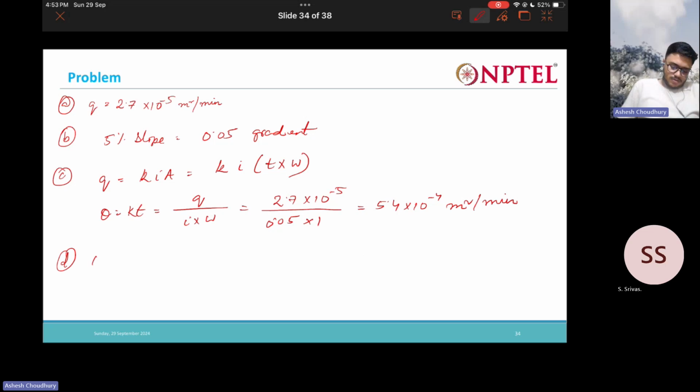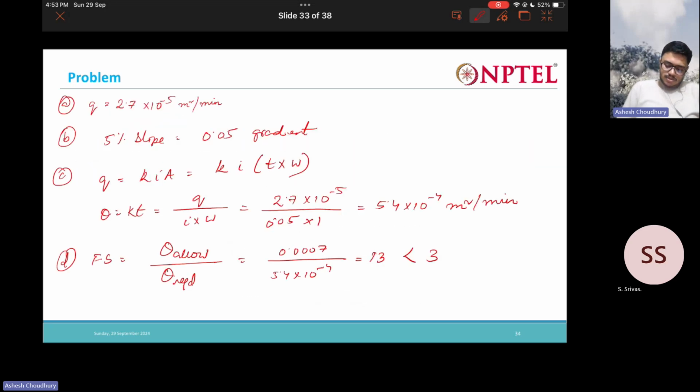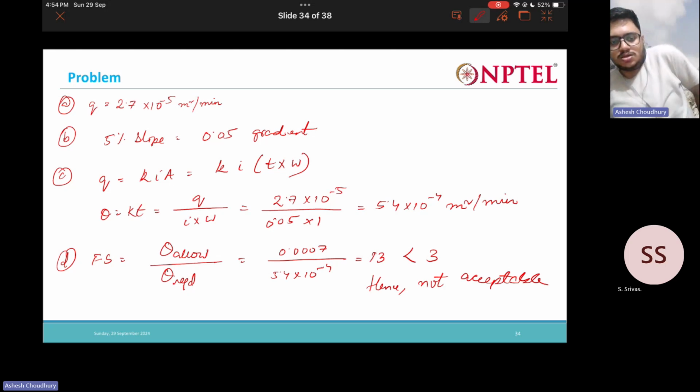Now the factor of safety: allowable theta divided by required theta. What is the theta allowable? It's given as an allowable transmissivity of 0.0007, and the required is 5.4 times 10 to the minus 4. This comes out as 1.3, which is less than the required factor of safety of 3. Hence not acceptable. Hence this candidate geosynthetic is not acceptable. Need to change it.